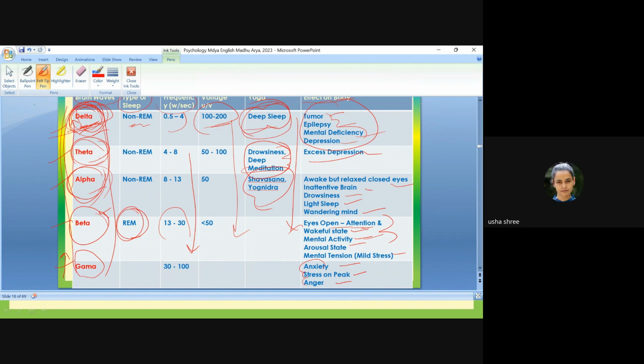Ma'am, delta and theta are good, right? Why do they have tumor, epilepsy, and mental deficiency and all these things in the body? Yeah, if delta is too much, you can think that in tumor, epilepsy, or mental deficiency, these types of patients have been seen to have too much delta waves. It means if waves are too much, then these types of disease are seen. Everything in maximum quantity creates disorder.